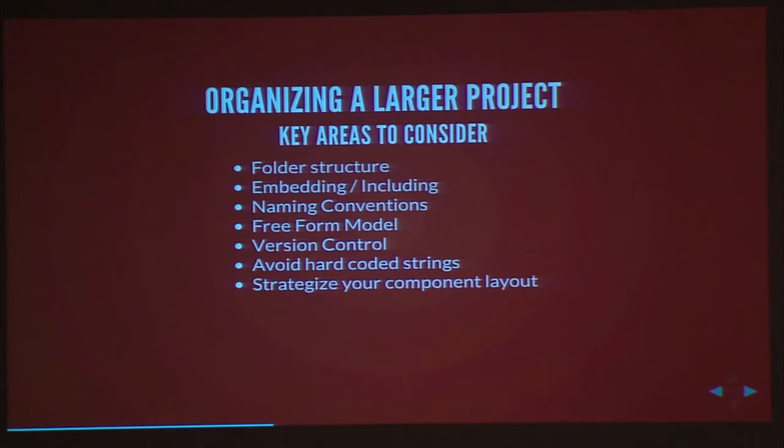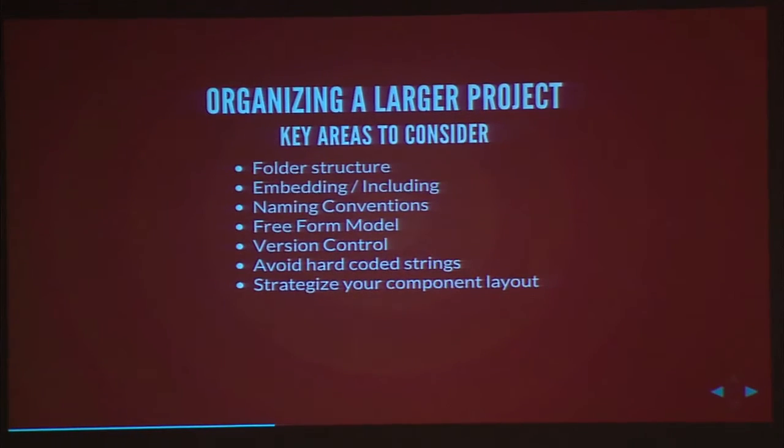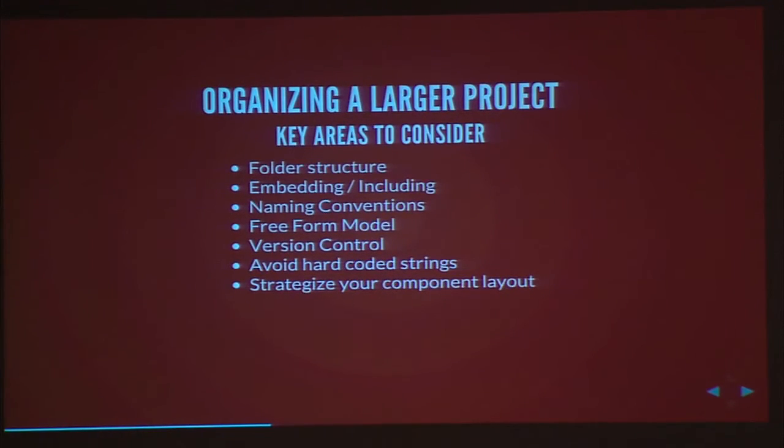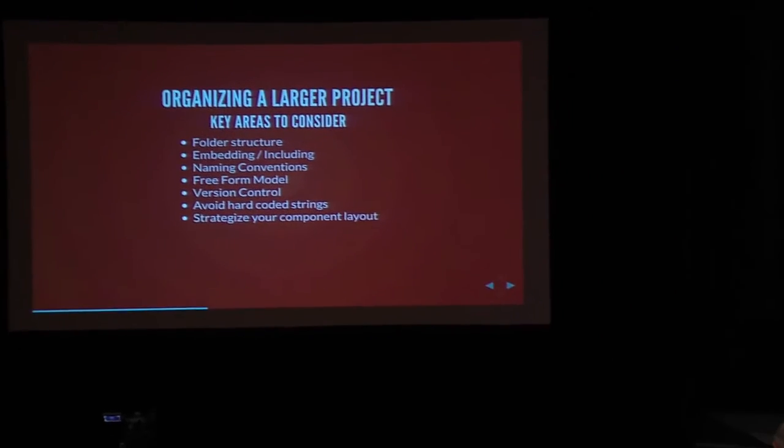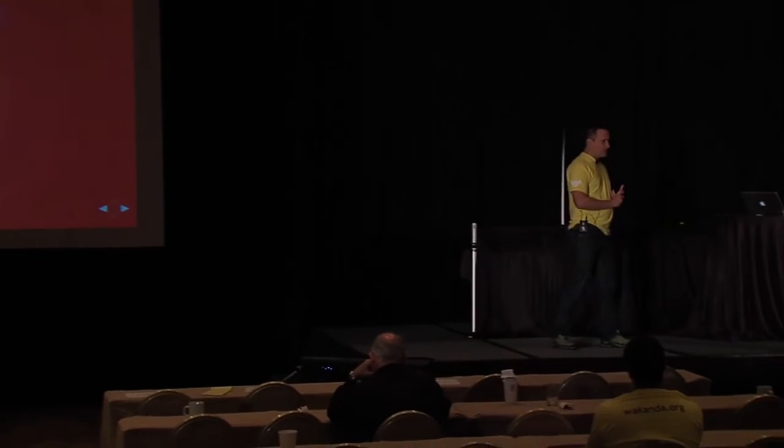So when you're organizing a larger project, there's some key areas you want to focus on. I'm a big proponent of keeping yourself organized as you code. I think it makes you more efficient in the long run. You make fewer errors. Folder structure is a big one for me. Where you're embedding and including your JavaScript files can make a big difference. Naming conventions. I think these are all things that as a community we need to come together on, obviously parlaying off what's in JavaScript already. But there will be specific things to Wakanda that we'll want to come to terms on and make standard so we can read each other's code better.